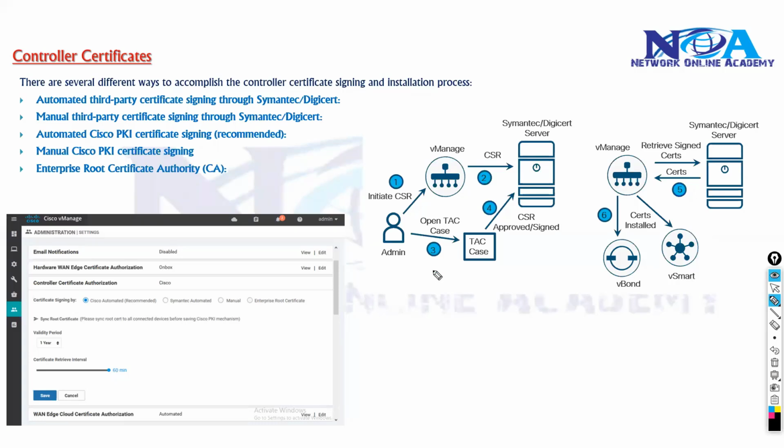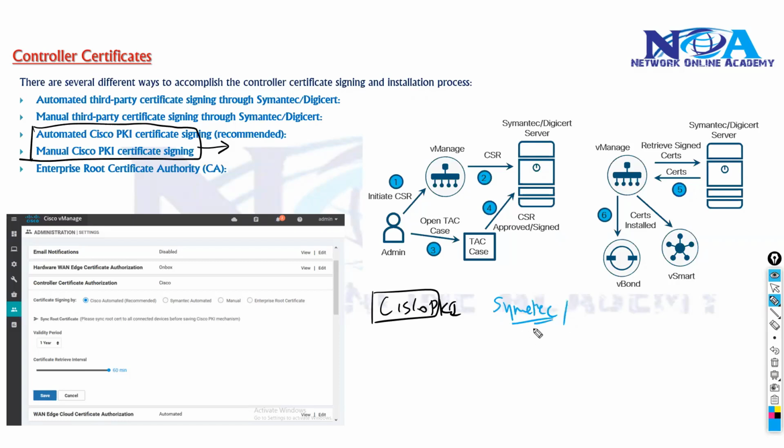So there are five different options. In these five options, one option is from Cisco Public Key Infrastructure. So these two options relate to Cisco PKI. The other option is we'll be using Symantec DigiCert. That's the second option. And the third option is we'll be using Enterprise CA. So roughly, if we categorize the different ways, we have three different options.